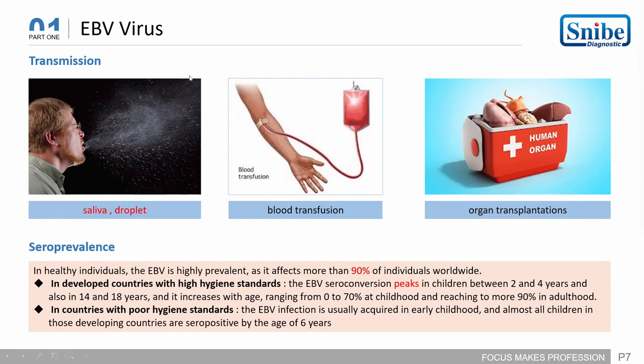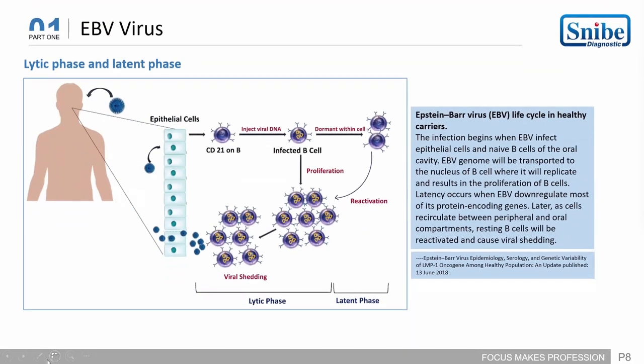seroprevalence of the EBV virus. If you talk about the lytic phase and the latent phase, you can see the Epstein-Barr virus cycle in a healthy carrier. It begins with EBV infecting the epithelial cells and the naive B cells of the oral cavity.